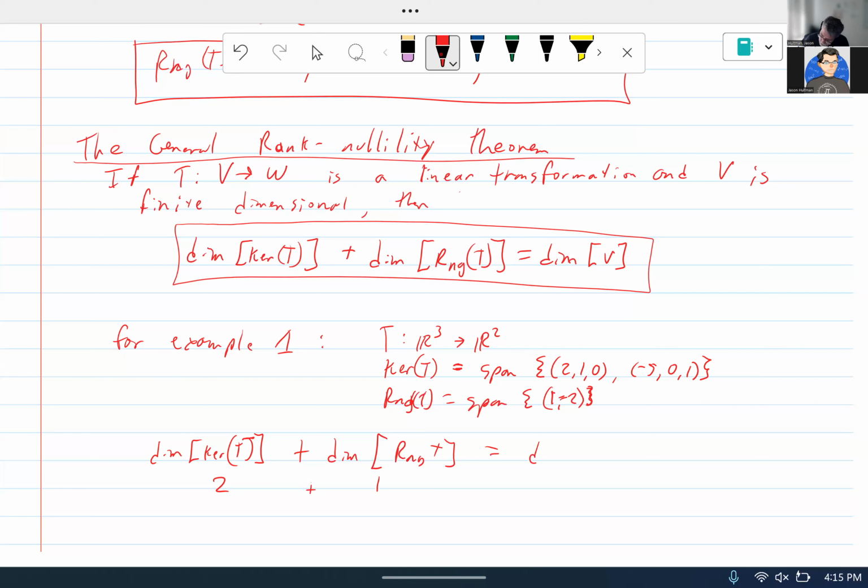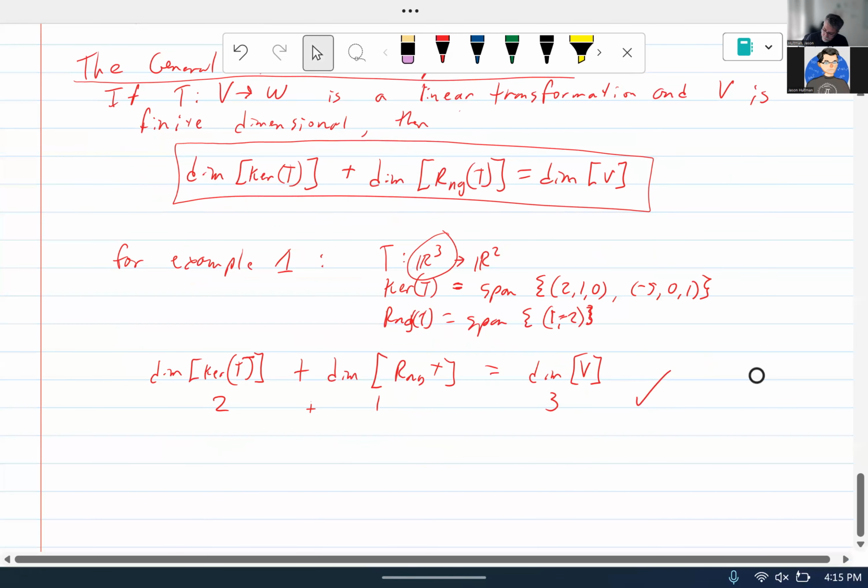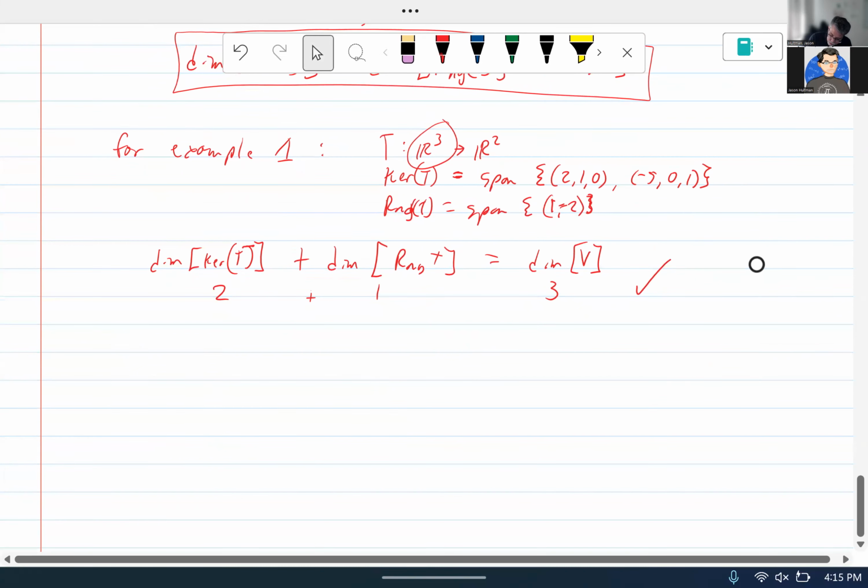And the dimension of V, well, that was R3, right? R3 has a dimension of 3. And so it does check. That was for example 1. Okay, let's look at example 2.